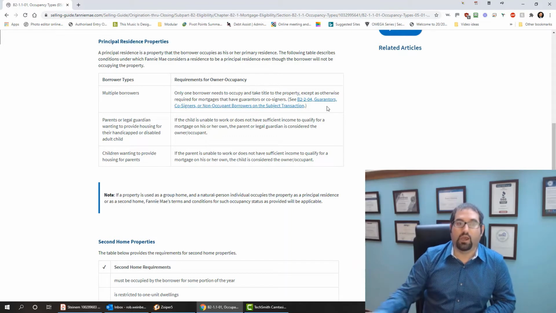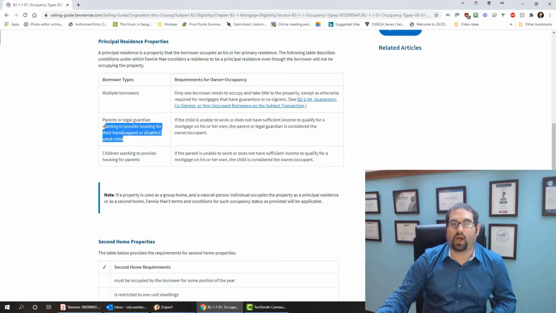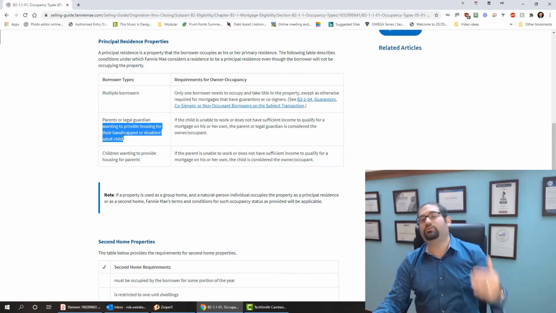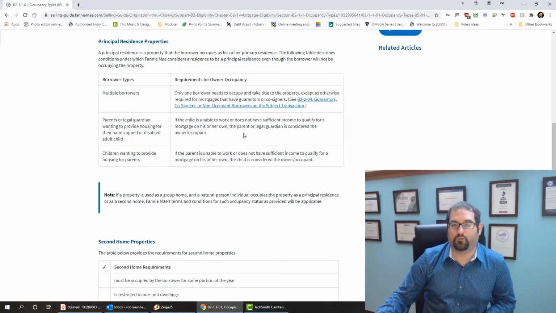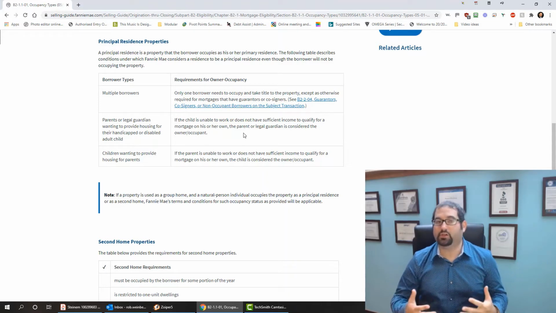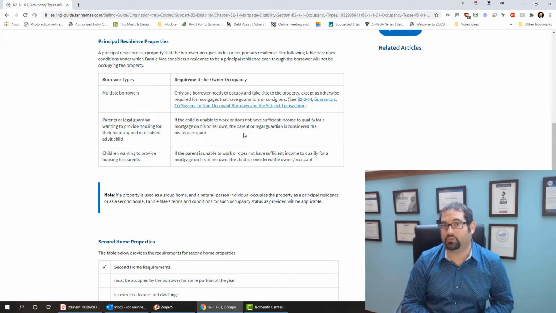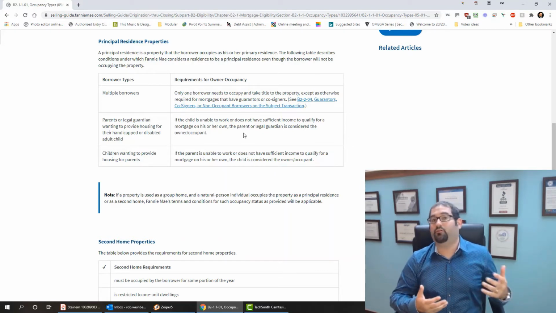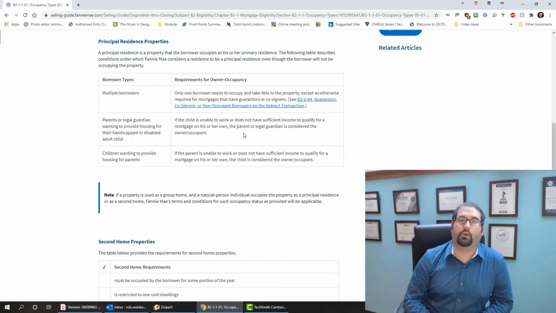That's the first scenario. The second one is, a lot of people don't realize this, but if you're buying a home for your child, you can provide housing for your disabled or handicapped adult child. If your child is unable to work or does not have sufficient income to qualify for a loan on their own, then the parent or legal guardian is considered the owner-occupant. So this can be a huge scenario to allow you to buy a home for maybe a college student or a disabled child or handicapped child, or just a child you have that doesn't make enough money to afford it on their own. You can still get those preferential terms that you get on a primary or principal residence.